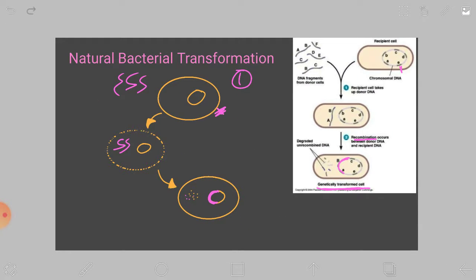And that's basically natural bacterial transformation. There's not much else to go into, and even if there were, I would have a difficult time articulating it to all of you because I am not an expert on the subject. However, I will try my best to explain everything to you all.